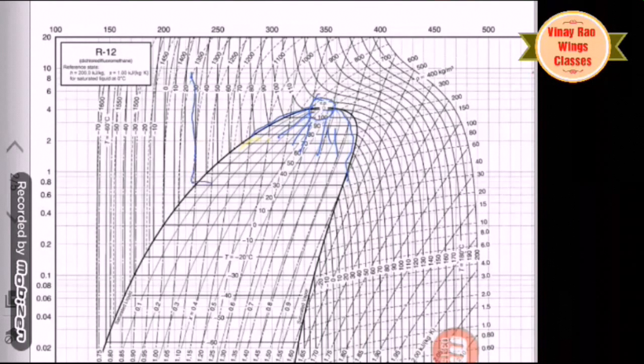This is a constant temperature line, 3 degrees Celsius. All these are constant temperature lines.